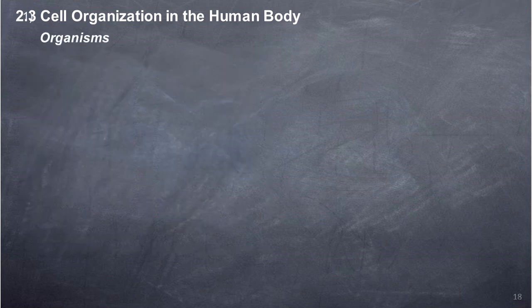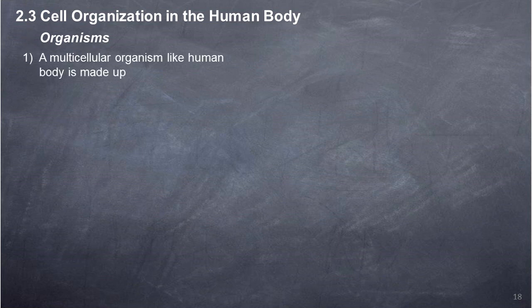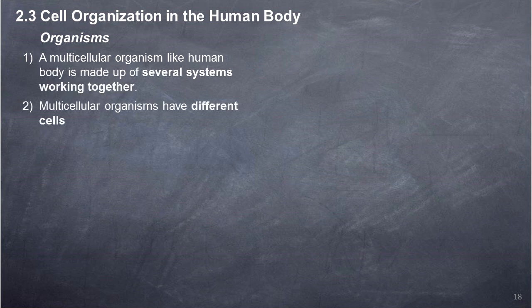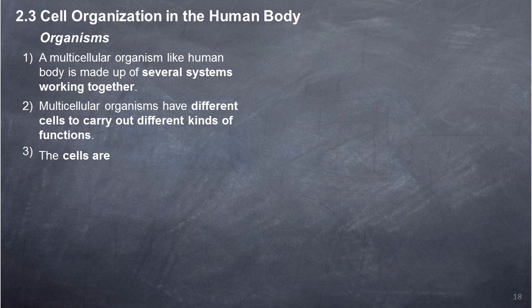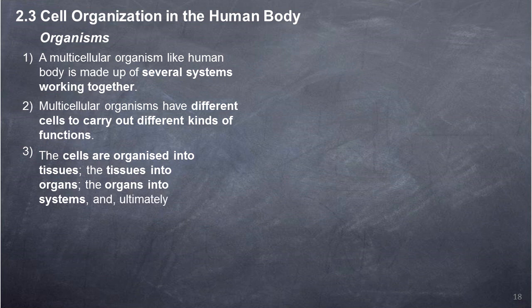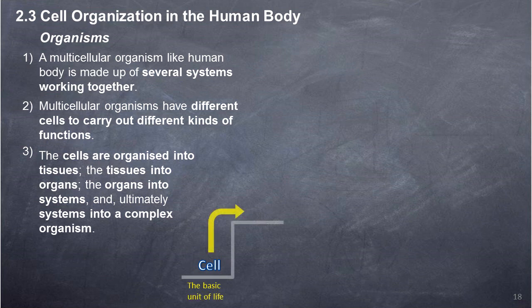Organisms. One, a multicellular organism like the human body is made up of several systems working together. Two, multicellular organisms have different cells to carry out different kinds of functions. Three, the cells are organized into tissues, the tissues into organs, the organs into systems, and ultimately systems into a complex organism. Cell: the basic unit of life.